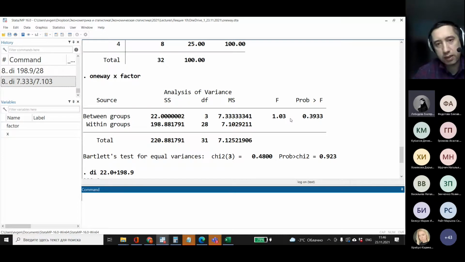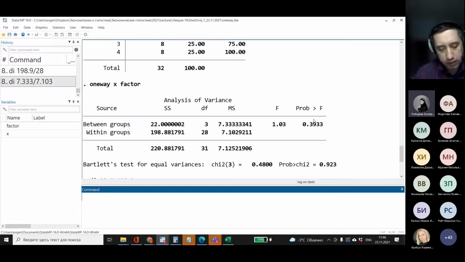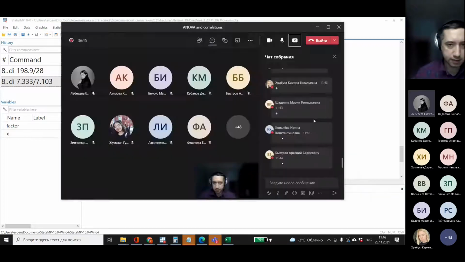Now, you know that Stata, like any other statistical package, employs the p-value approach, and we see that our p-value is larger than any usual alpha, it's larger at least than 0.1. Hence, we cannot reject the null hypothesis. And we can make the conclusion that all means, all average sales for shops, are the same. What else?